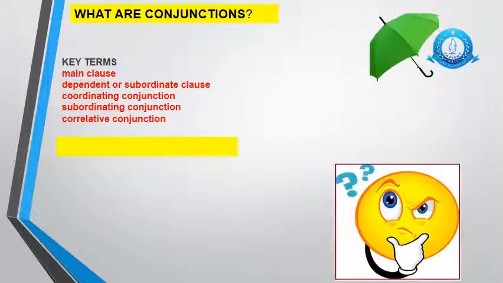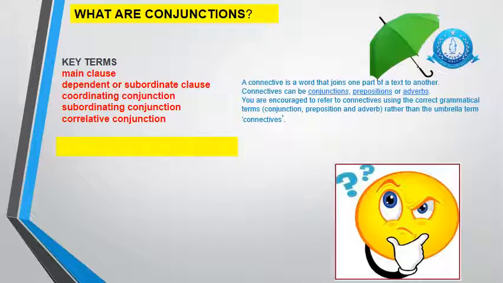Conjunctions just have 3 categories, and we will not look at all of them. We're only going to be looking at the coordinating conjunctions, but there's also subordinating conjunctions and the correlative conjunctions. We'll be looking at the coordinating conjunctions and the use of commas in the sentences that we are writing. So just to sum it up, a connective is a word that joins one part of a text to another. Okay, so it's an umbrella term. You're encouraged, advised, to use the correct grammatical term, conjunction, and for preposition, say preposition, and for adverb, say adverb. Don't just use connective for everything.